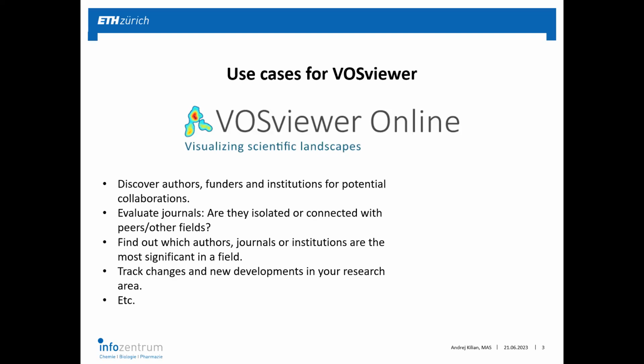There are many different use cases for VOS Viewer. You can, for example, discover authors or funders, institutions that might be interesting for you to collaborate with. You can use it to evaluate journals and see, for example, do they only cover a certain topic? Are they very interdisciplinary? Are they only connected with a small number of other journals? You can find out which authors are very significant in your field, and you can also use it to track changes and discover new trends in your research area.